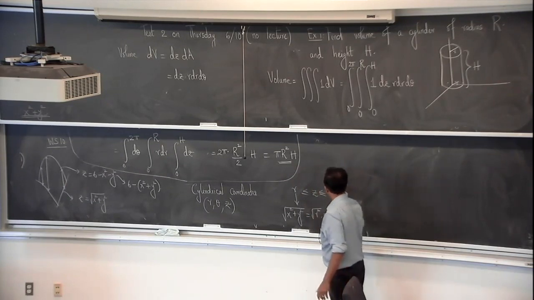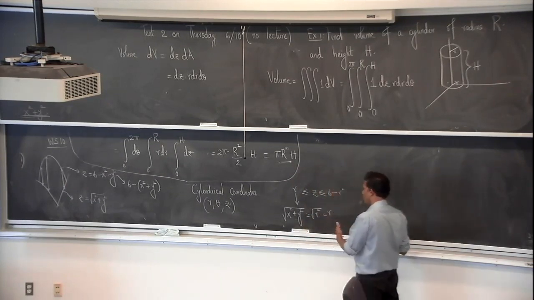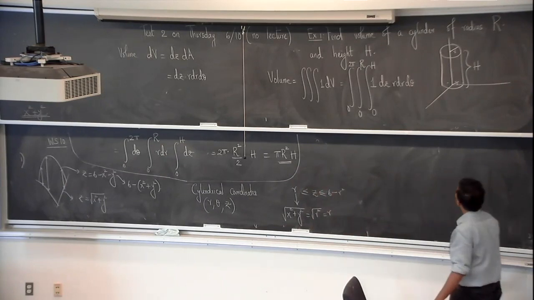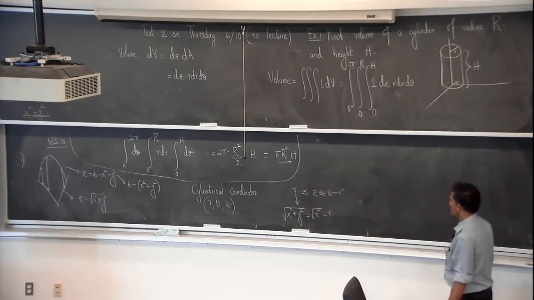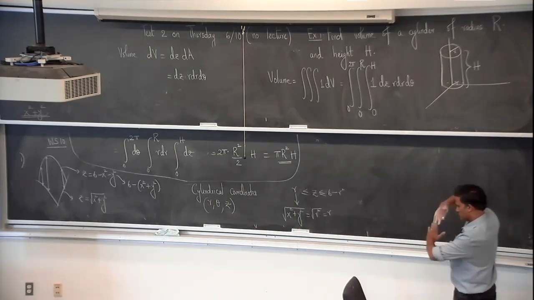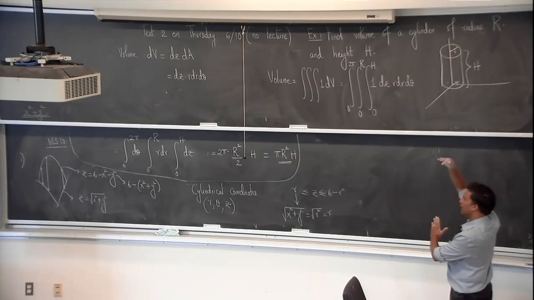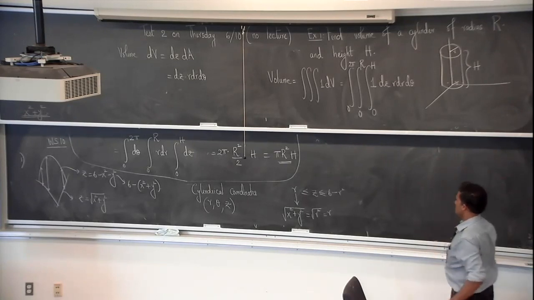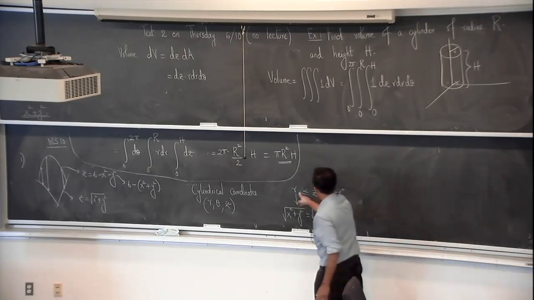R square. Please don't make the mistake of writing it as r. It's r square. So that defines the height. You're standing on this conical thing and looking at the parabolic roof. That will be the lower limit for z, and that's the upper limit for z.